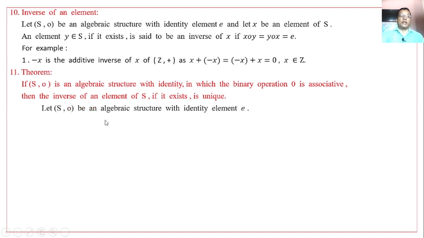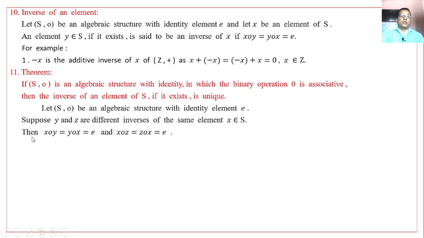Proof. Let S, O be an algebraic structure with identity element E. Suppose Y and Z are different inverses of the same element X belongs to S. We have to show that Y equal to Z. Then X O Y is an inverse, so X O Y equal to Y O X equal to E. And Z is an inverse, so X O Z equal to Z O X equal to E.